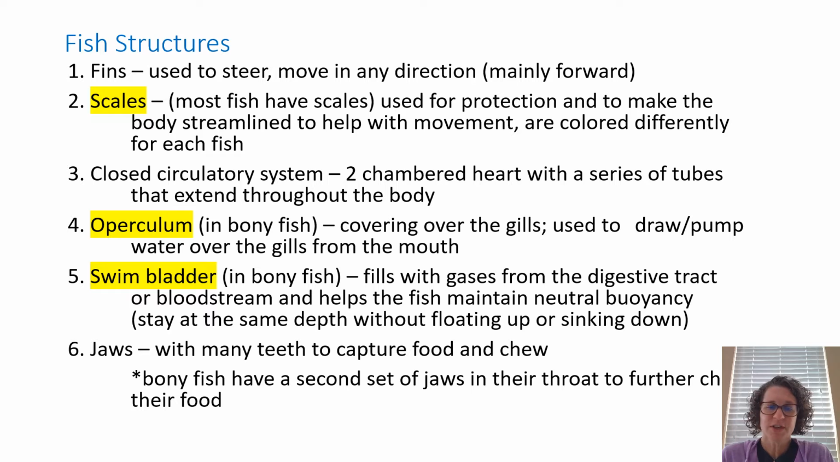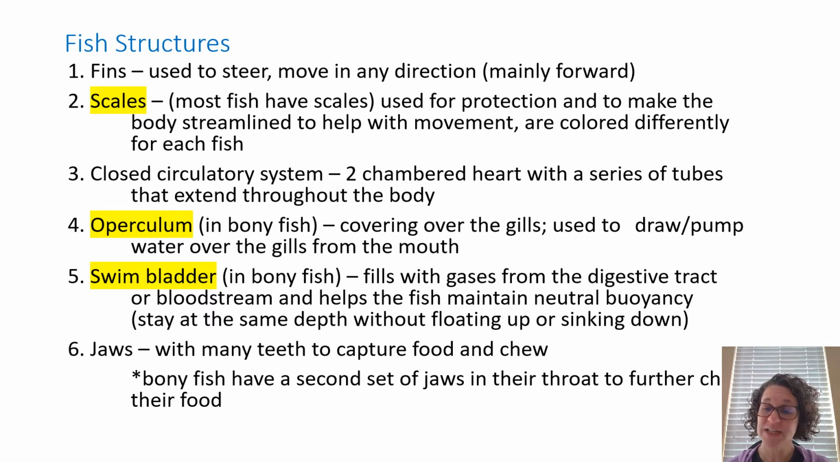Then also in bony fish, they have a swim bladder, and this is just a little balloon inside the fish, and it fills with gases either from their digestive tract, so whatever food they're digesting, or even from the oxygen that they are taking in from the water, and it helps the fish to maintain what they call neutral buoyancy, which basically means that they stay at the same depth without floating up or sinking down. And so they don't have to constantly be swimming in a certain direction, or trying to stay right where they need to be. So that swim bladder helps with that. And then the jaws.